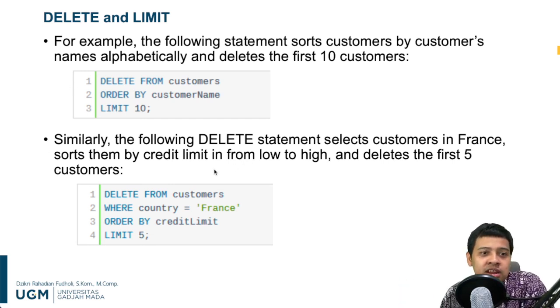Similarly, the following delete statement selects customers in France and sorts them by credit limit from low to high, and deletes the first 5 customers. So this is just another example of delete using where, order by, and limit.